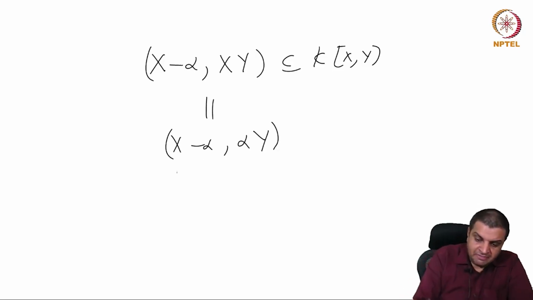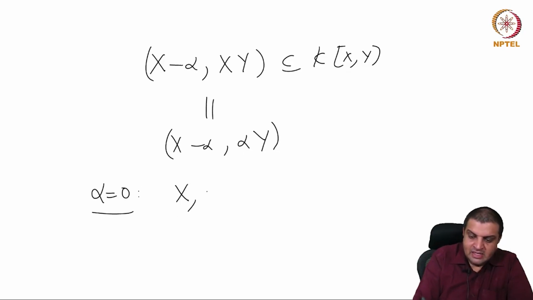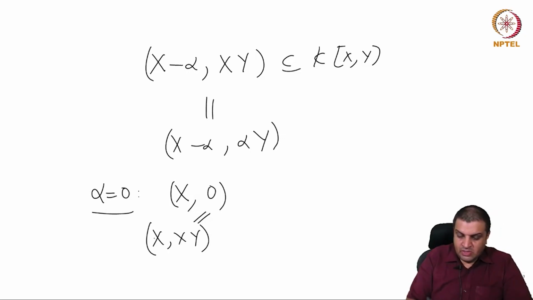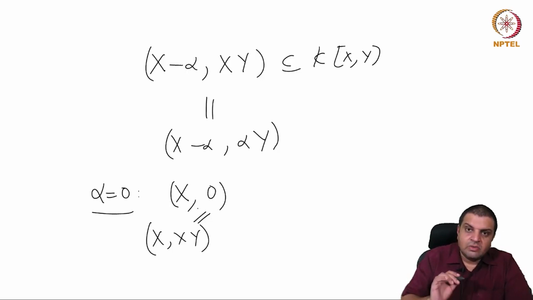Just one observation: if alpha is 0, it is subsumed in this case, but let's make sure that we understand. If alpha is non-zero, then it is fine. Even if alpha is 0, then we just get x here and then 0 here, but that is okay. The ideal (x, xy) is the same as (x). Once x is there, one does not need this thing. So even if alpha is 0, it is still fine.